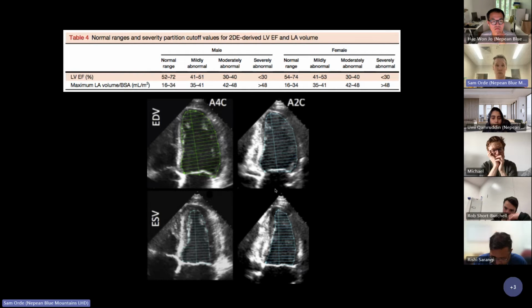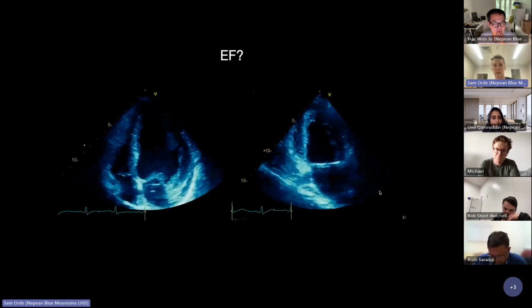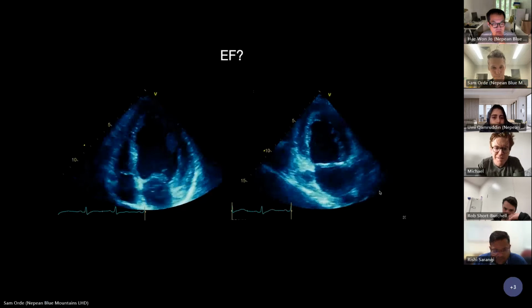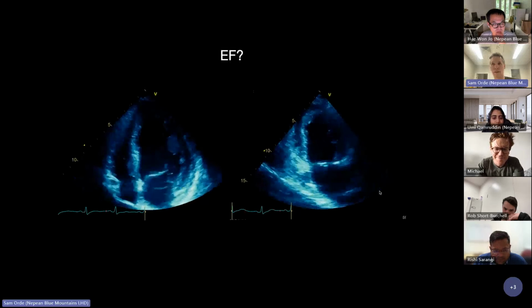So the rule is you've got to see the endocardial border, you ignore the trabeculations and the papillary muscles, and you make sure that the internal axis is within about 10% of each other. Cool, understand? Brilliant. Okay, Michael, what do you think about this one?